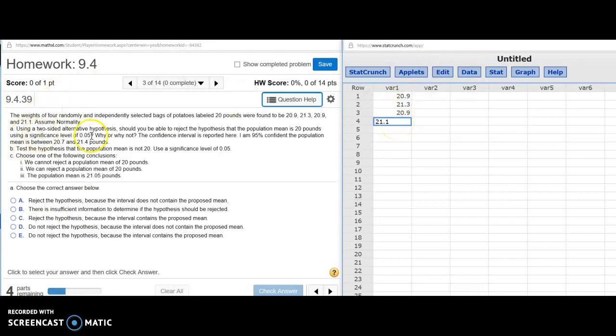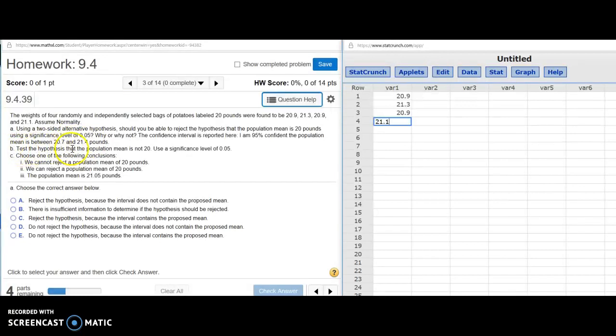And it says, using a two-sided alternative hypothesis, should you be able to reject the hypothesis that the population mean is 20 pounds? So my H naught is mu equals 20. My H1 or HA is mu doesn't equal 20. My alpha is 0.05. And there is a confidence interval that we're 95% confident the mean is between 20.7 and 21.4.